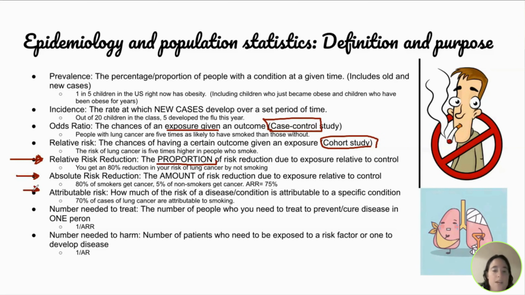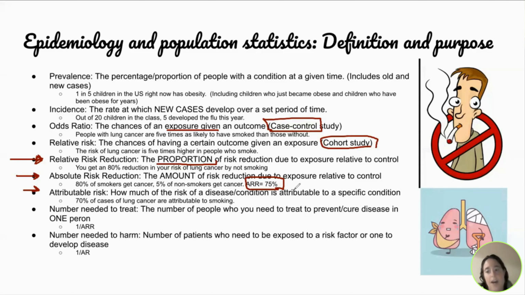So absolute risk reduction is the amount of risk reduction due to exposure. So for example, if 80% of smokers get cancer and only 5% of non-smokers, then it goes down by 75%. I just take 80% minus 5%.